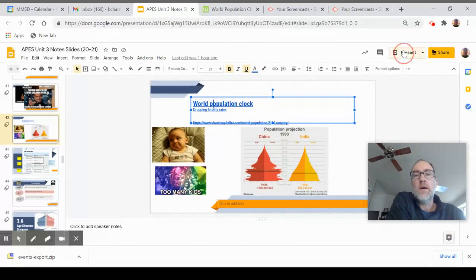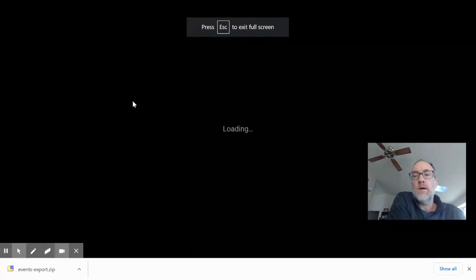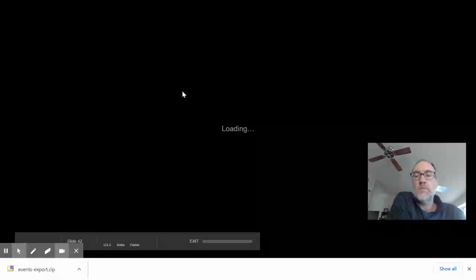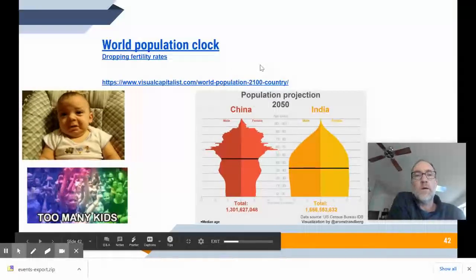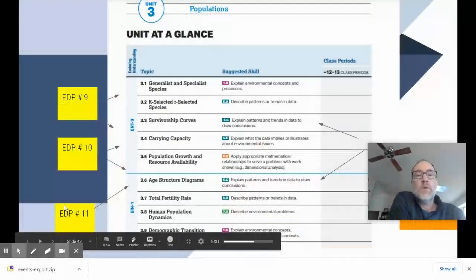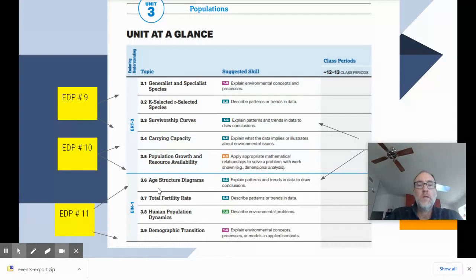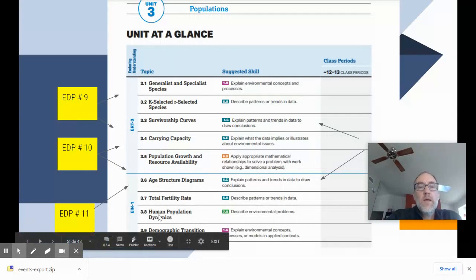And how we're going to do that is by looking at some data. So we're going to learn how to analyze some data, and we're going to be doing it in a couple of different ways. So Puzzle 11, that's where we're at. We're going to be looking at age structure diagrams. We're going to be looking at total fertility rate, human population dynamics, and demographic transitions.